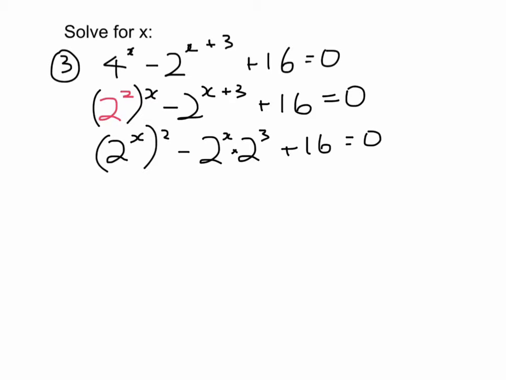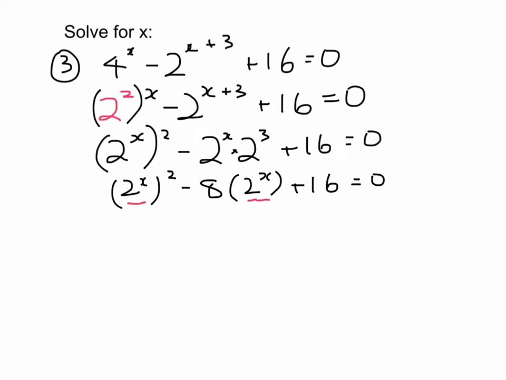A little bit of a hint here. 2 to the power of 3 is 8, and so you can write this as 8 times 2 to the power of x, and everything else staying the same for now. The trick with this is to make a substitution. So we want to substitute the 2 to the power of x out. So we'll call it k. Let k equal 2 to the power of x.